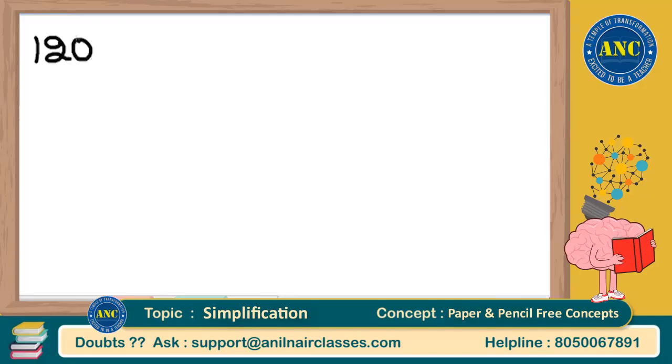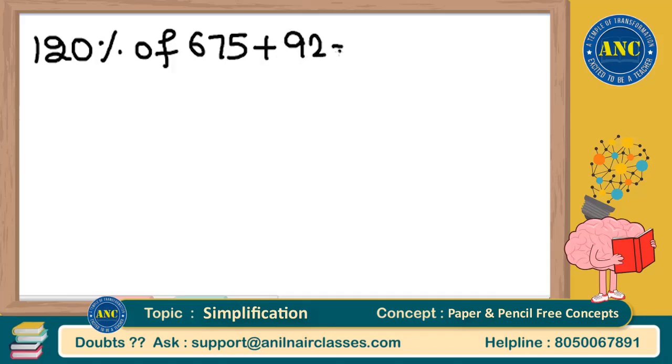Question: 120 percentage of 675 plus 92 is equal to question mark percentage of 1240 plus 716. Now listen carefully. I don't want this 5. If I double it, I will get 75 into double is 150, so it is nothing but 1350 in fact. 1350 I will get it.